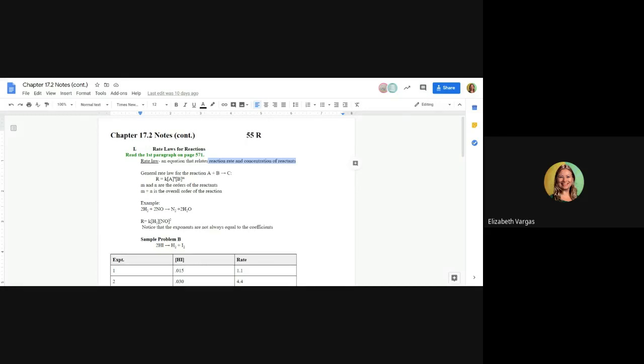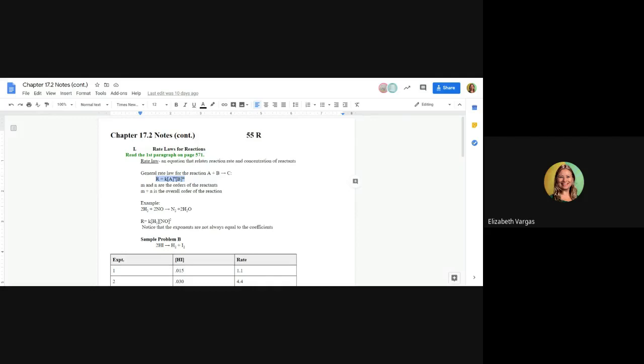This is our generic equation for this part: A plus B forms C. My reactants are A and B, and the product is C. You can see in my rate law right here, C is left out completely because C is the product, and at the beginning of the reaction, there is no product. It's just reactants. So we're only going to look at the reactants and how changing them affects how fast the reaction goes. M and N are called the orders of the reactants.